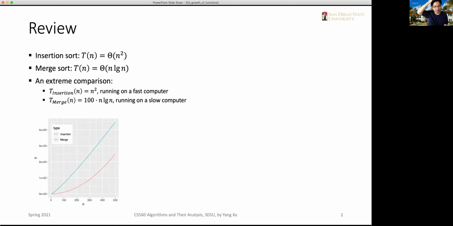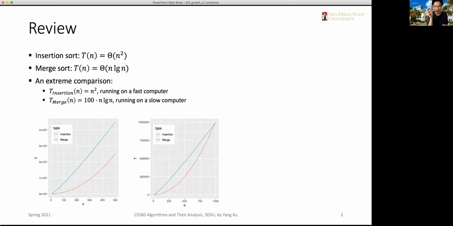If we generate some numbers, define the functions in the computer software and plot them: at the beginning, if the input is pretty small, say lower than 500, then merge sort, in green color, obviously has greater values, right? But the curve of insertion sort, in red color, grows much faster than the nearly linear curve of merge sort.